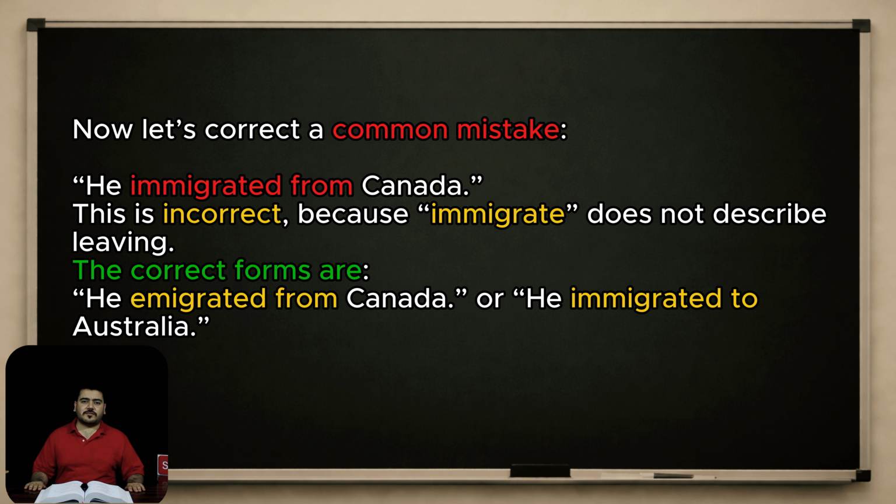Let's correct a common mistake. He immigrated from Canada. This is incorrect because immigrate does not describe leaving. The correct forms are he emigrated from Canada or he immigrated to Australia.